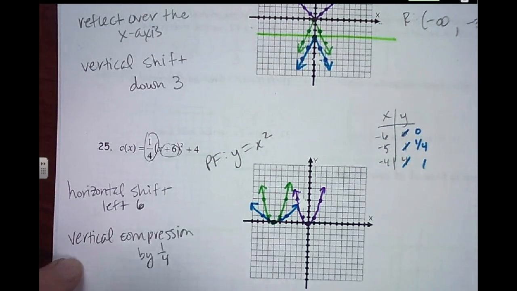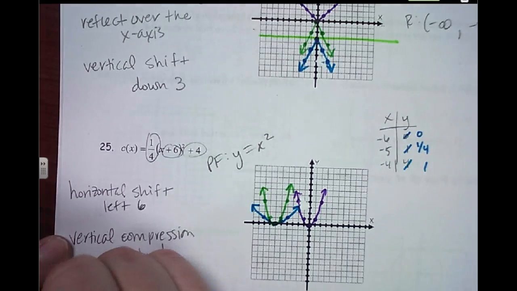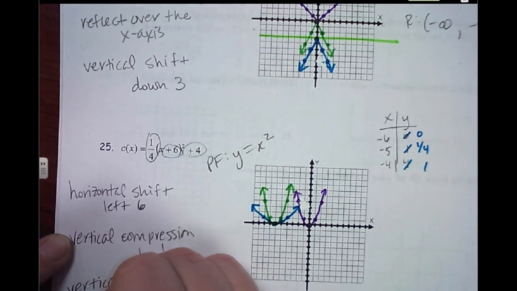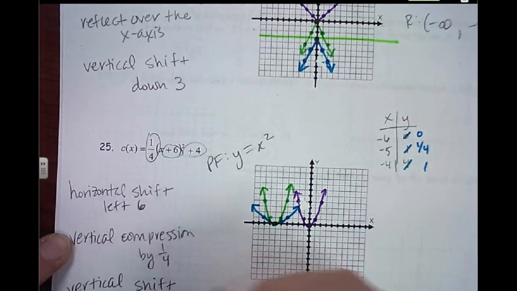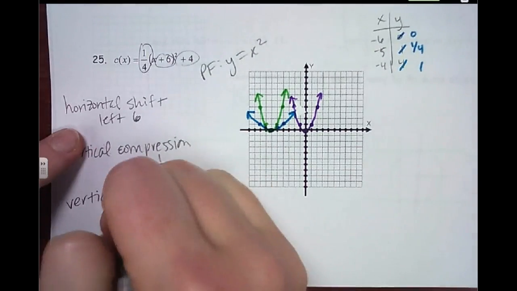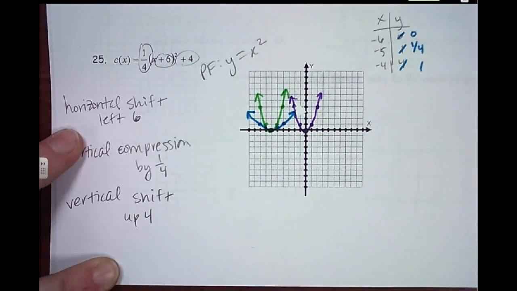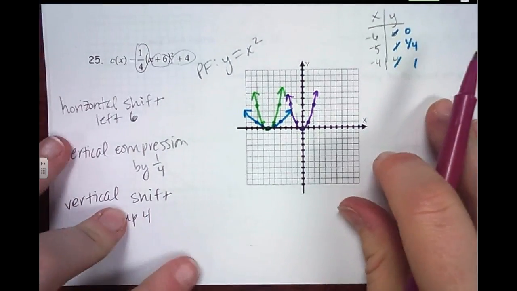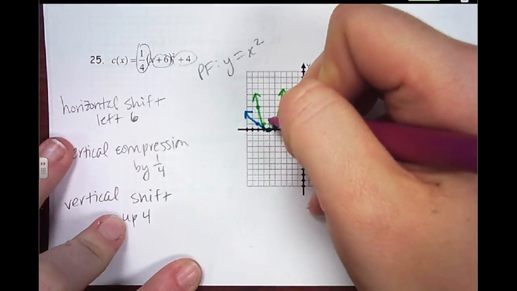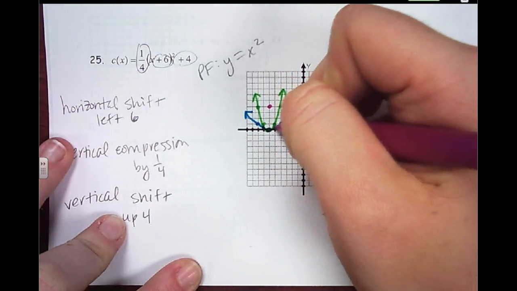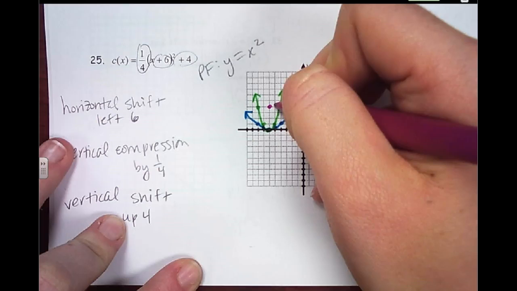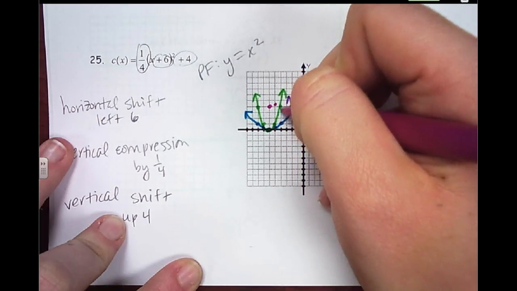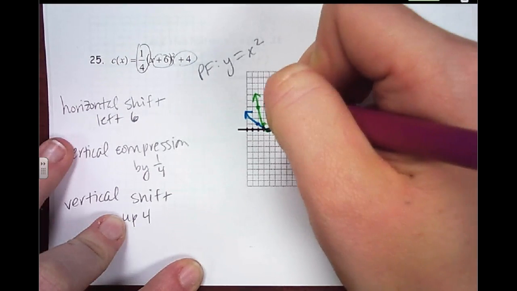Okay, and then the last thing you do is this +4. So this is a vertical shift up 4. Okay, so I'm going to take, what color do I need? Pink. I'm going to take my blue graph, I'm going to go up 4. 1, 2, 3, 4. Then I have this 1/4 mark. So up 4 puts me right here, and then this one's at 1, so it puts me at 5.